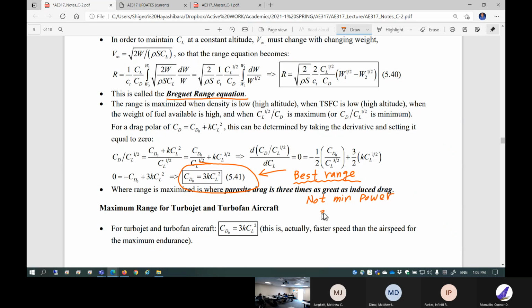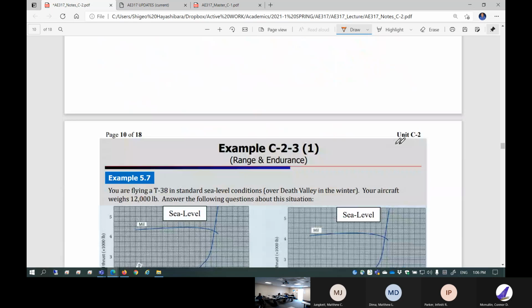Because minimum power is 3 CD0 is equal to K CL squared. Because I'm too old, I thought, hey, those two are the same. No, no. It's not the same. All right? So anyway, this is the best range condition. Okay. The reason here is in order for best range, you have to fly faster, especially because you are a turbojet airplane, jet engine. Okay. All right.